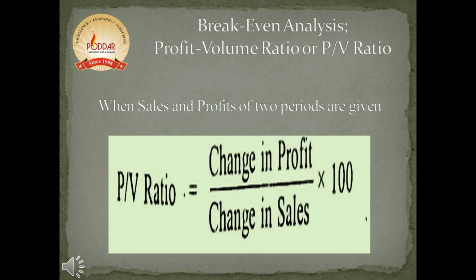Profit volume ratio is also calculated with the help of sales and profit figures of two different periods. Here, two periods may represent years, months or weeks. So, we can calculate PV ratio as change in profit upon change in sales, whole multiplied by 100. Please note, here change represents the present period minus the previous period.